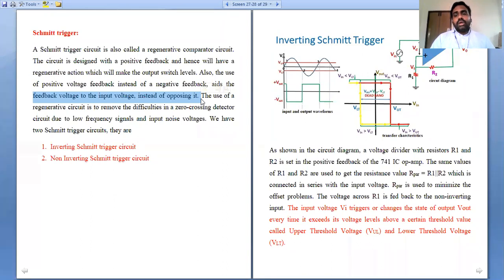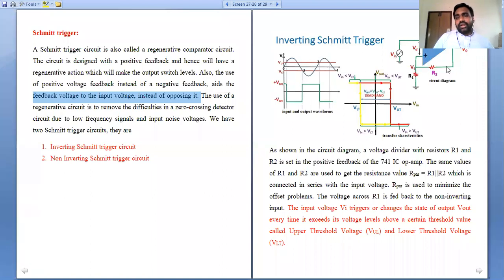We are providing positive feedback. See here in this particular schematic, we can see the positive feedback. The positive feedback is connected between the non-inverting terminal of the operational amplifier and V0. Okay, so this Schmitt trigger is a practical application with the input at the inverting terminal of the operational amplifier. This is an inverting comparator. That's why the input supply is connected to the negative terminal of the operational amplifier, and the reference signal is connected to the non-inverting terminal, that is the positive terminal. And this is a regenerative comparator circuit.